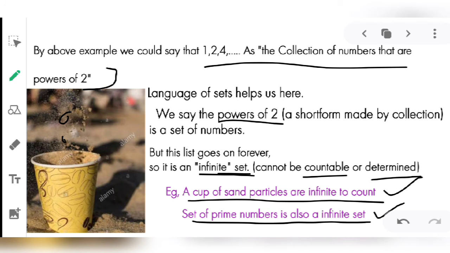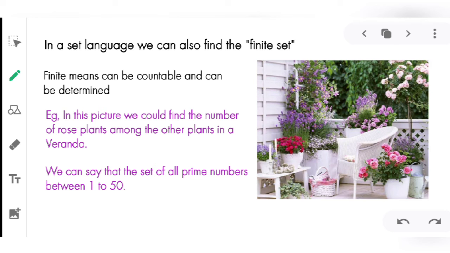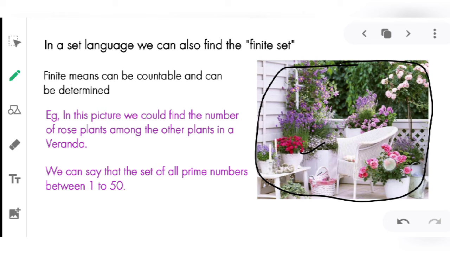Then for understanding the finite set, we are considering a picture. Okay. In this picture, when I ask you which are the rose plants, we can easily note them: the rose plants are 1, 2, 3. We can easily count and say the rose plants present in this picture. So a finite set is one which is countable and can be determined. But an infinite set is uncountable and cannot be determined.